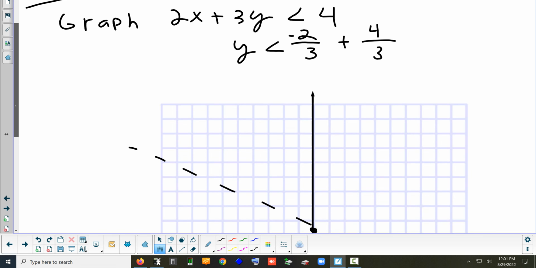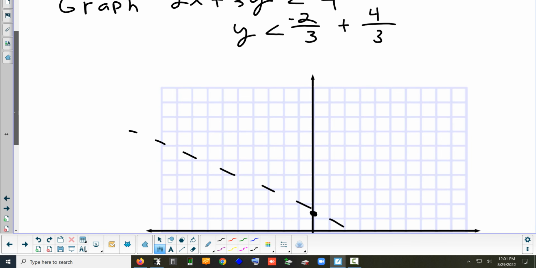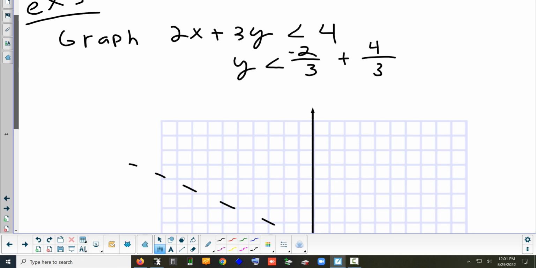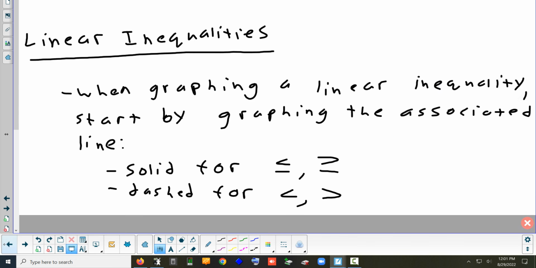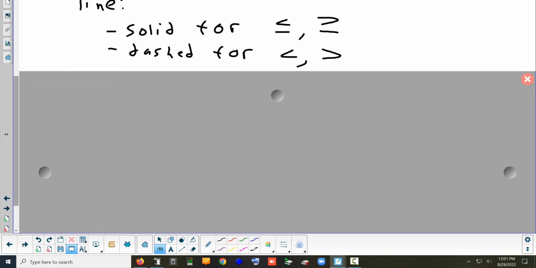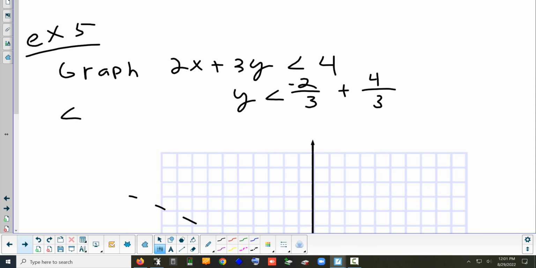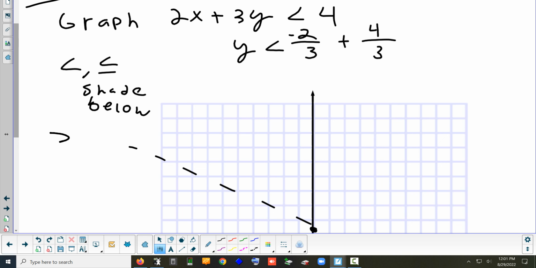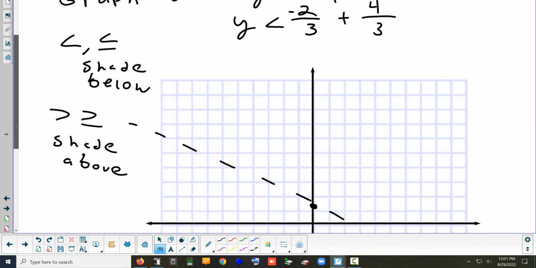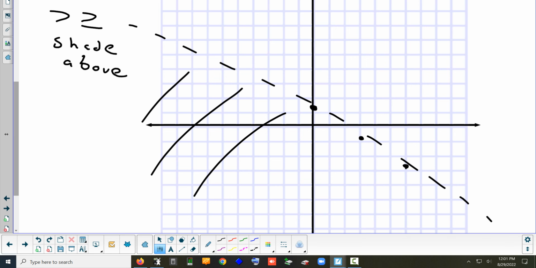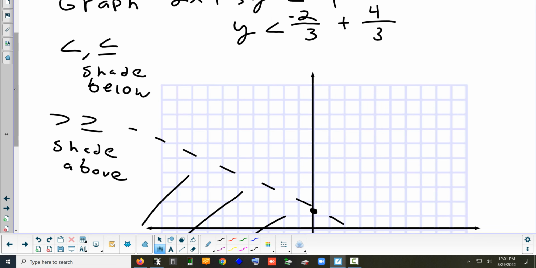Last thing we do is we either shade above or we shade below. I'll just write it here. Less than or equal to, shade below. Greater than or equal to, shade above. So where am I going to shade for this one? Below. It was solid for greater than or equal to and dotted for less than.